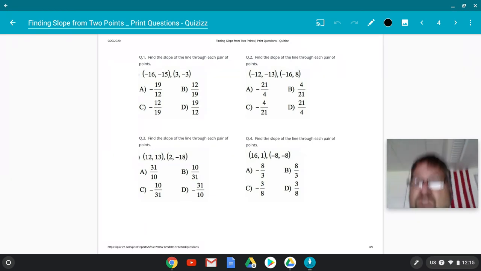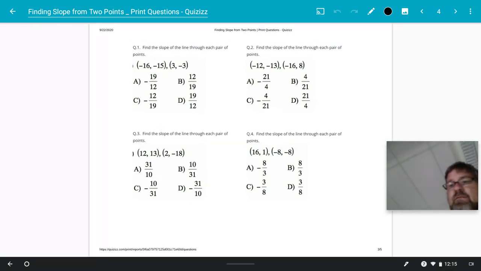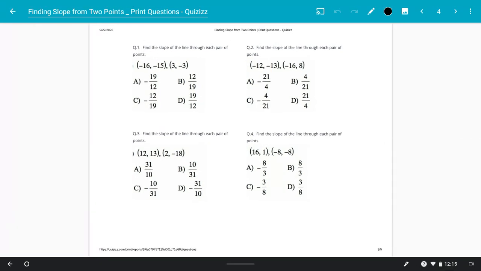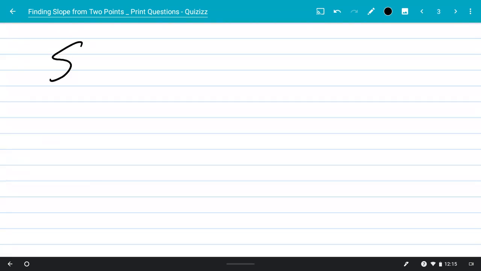So we need to use the slope formula to find all these. Let's go to work. Okay, and as a reminder, what is the slope formula?